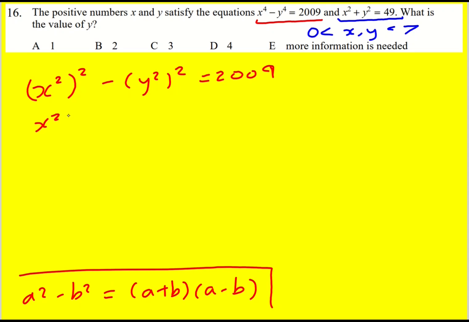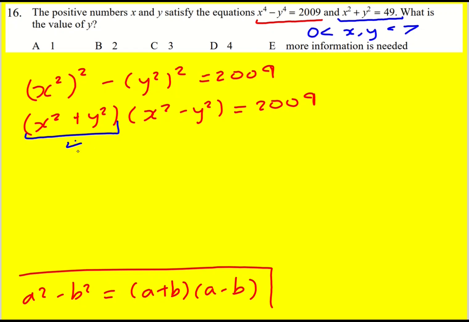So now I can say that x squared plus y squared multiplied by x squared minus y squared is equal to 2009. If you multiply that back out, you will get back to x to the 4 minus y to the 4. And this is useful because I know that that is 49. So x squared minus y squared is going to equal 2009 divided by 49.